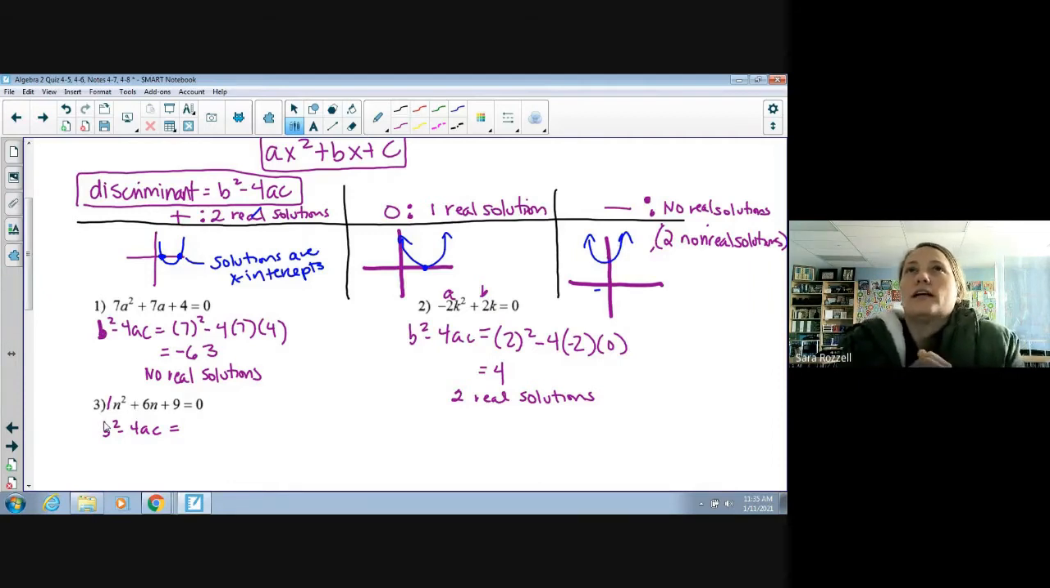Scoot it over a little bit, Layla. Other way. Other way. Good. Now write here what the discriminant is and how many solutions there are. Thank you, Mackenzie. Good job.